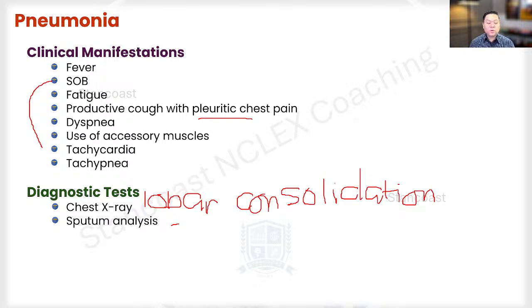Now we're also going to talk about the blood cultures. So what is the importance of the blood cultures here? Well, because when we are talking about pneumonia, this is an infection, okay? So before we treat the patient with the antibiotics, we want to make sure that we have at least collected the blood specimen for culture before we start any kind of antibiotic therapy.